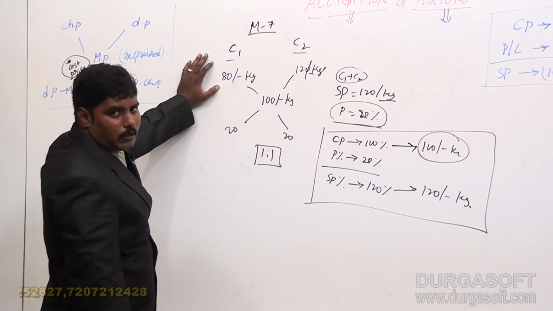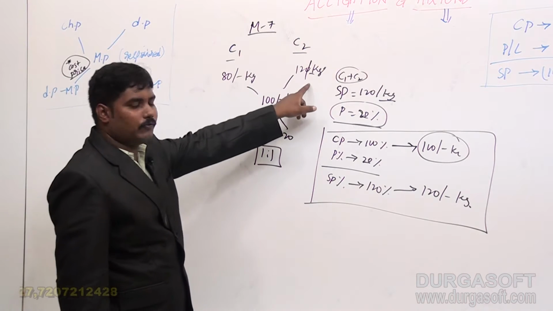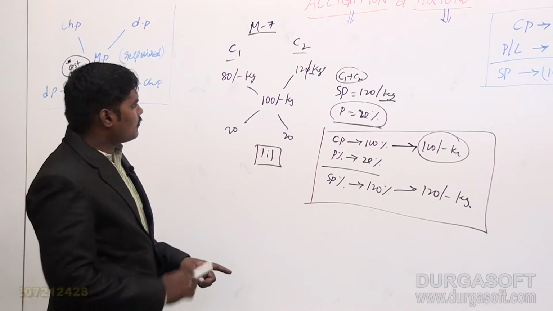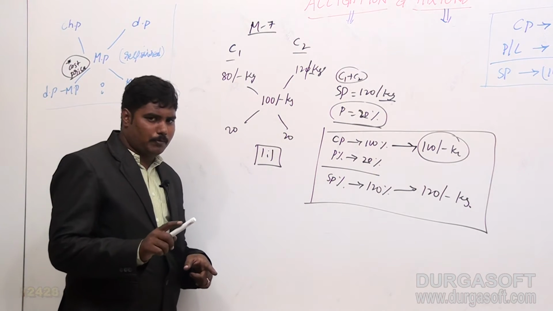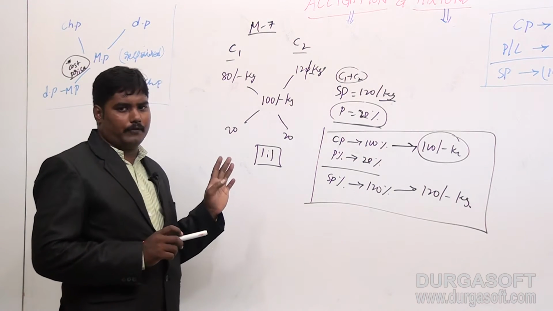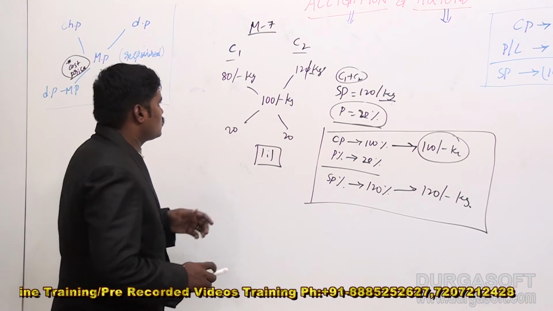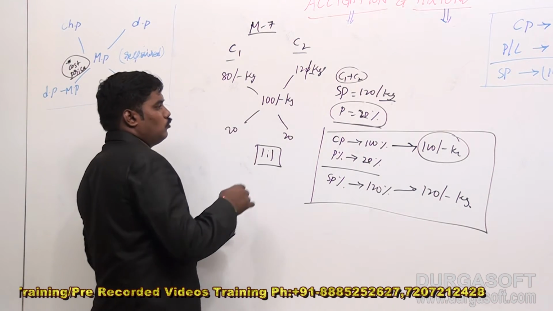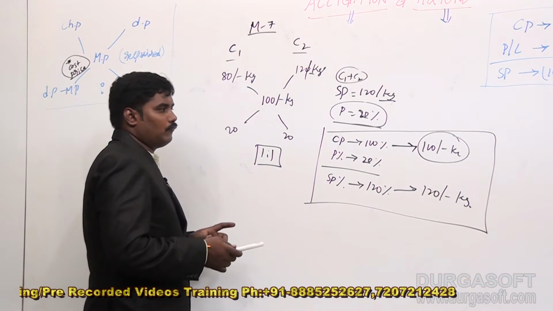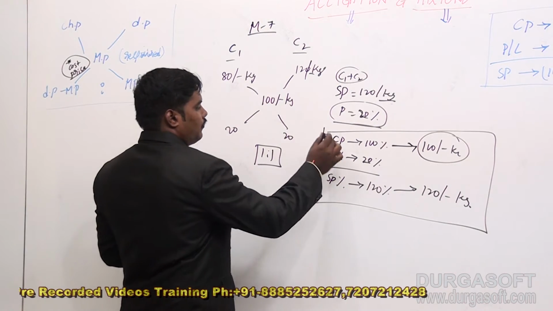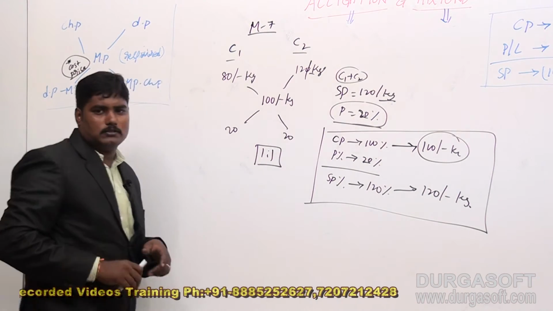Look at here, a simple way. A coffee merchant has two types of coffee powders, 80 rupees per kg and 120 rupees per kg. If the mixture of C1 and C2 was sold at 120 rupees per kg, there arises 20% profit. In what ratio should he mix C1 and C2? To find that mixing ratio, you first have to identify the cost price from that selling price.